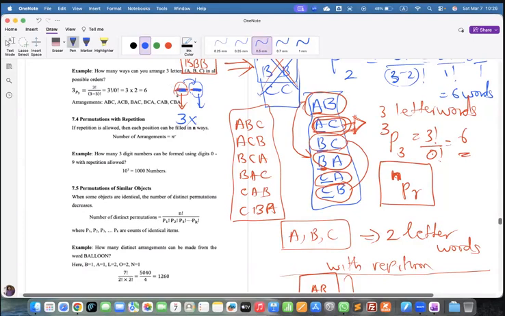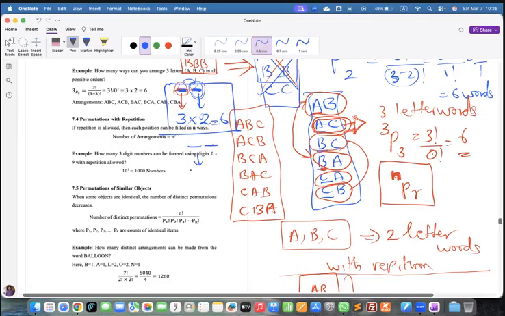Without repetition means if you take one letter for the first position, we cannot take the same letter again for the second position. That is without repetition. So how many possible ways can we select the second position? Two ways. So that's how 3 into 2 is equal to 6, when without repetition. Now tell me the same question with repetition.